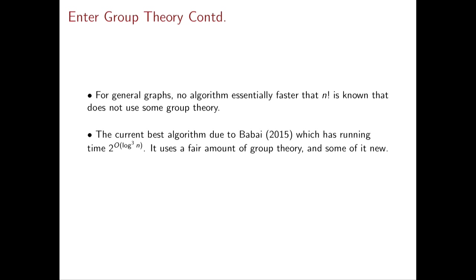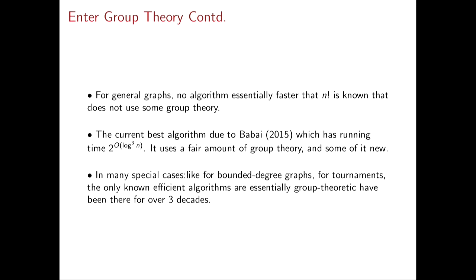So here are some facts. No algorithm essentially faster than n factorial is known that does not use some group theory. Even a 2-power order n algorithm which doesn't use group theory and is only combinatorial for general graphs is not known. And Babai's algorithm, of course, uses a lot of group theory. And for many special cases like bounded degree graphs and tournaments, the only known algorithms are group theoretic in nature.